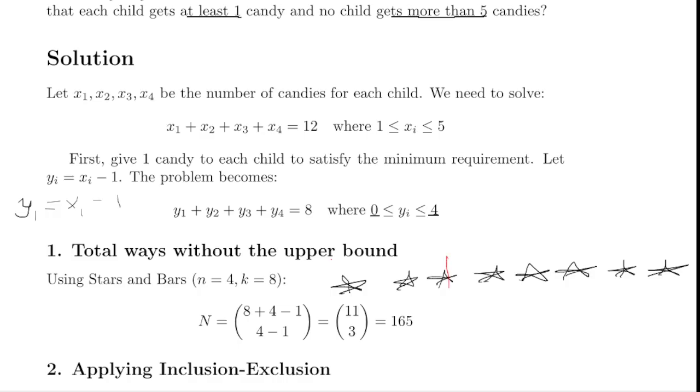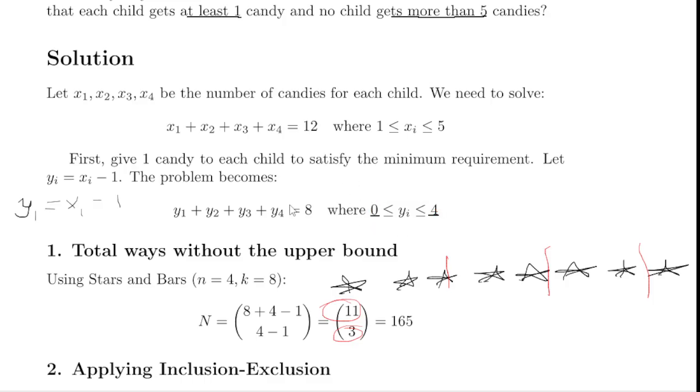So let's just pick some random spots. In total, there's going to be 8 stars and 3 bars, so it's going to be 11 total. And then we just have to figure out where to put the 3 bars. So that's why it's 11 choose 3. That's going to give us 165. But again, that did not consider the constraint.